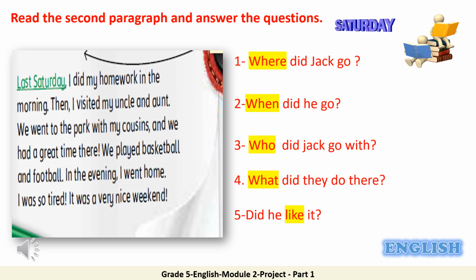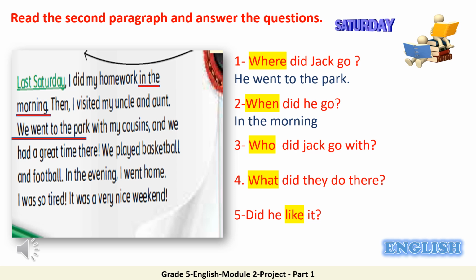Let's see the answers. Number one, where did Jack go? He went to the park. Great. Number two, when did he go? In the morning. Good job. Three, who did Jack go with? His cousins. Great. Four, what did they do there?